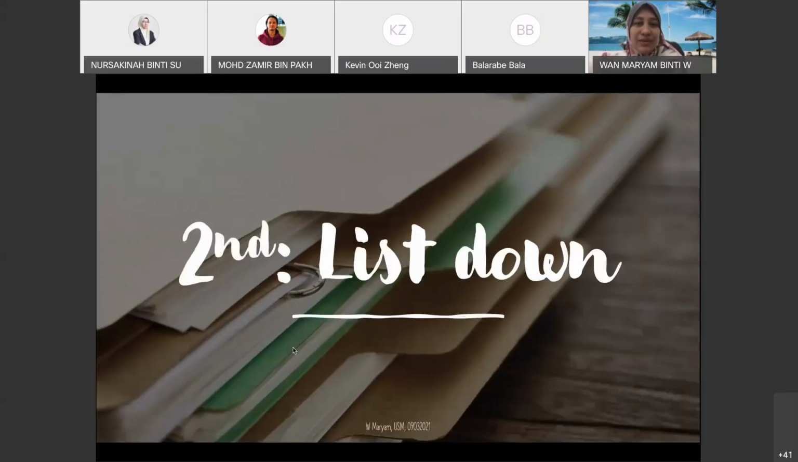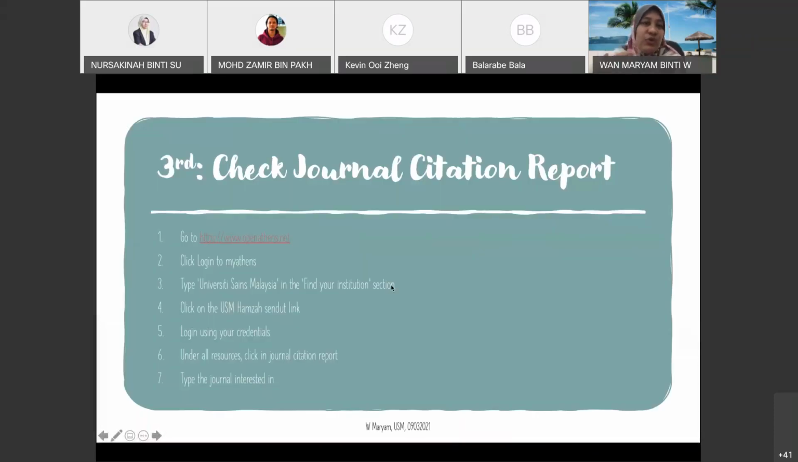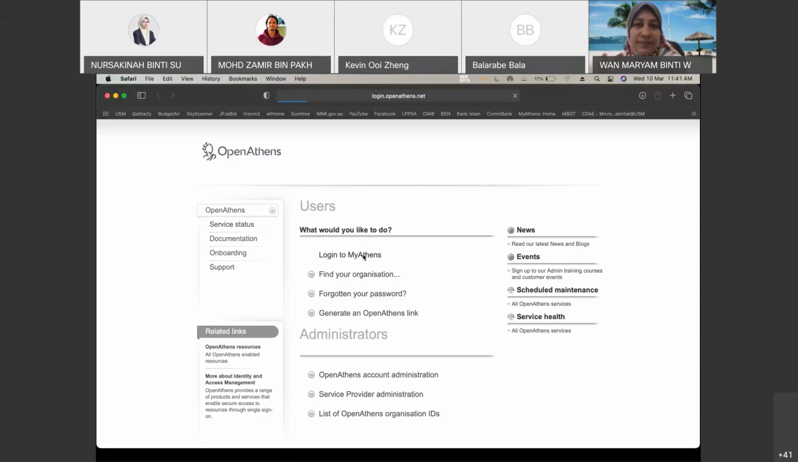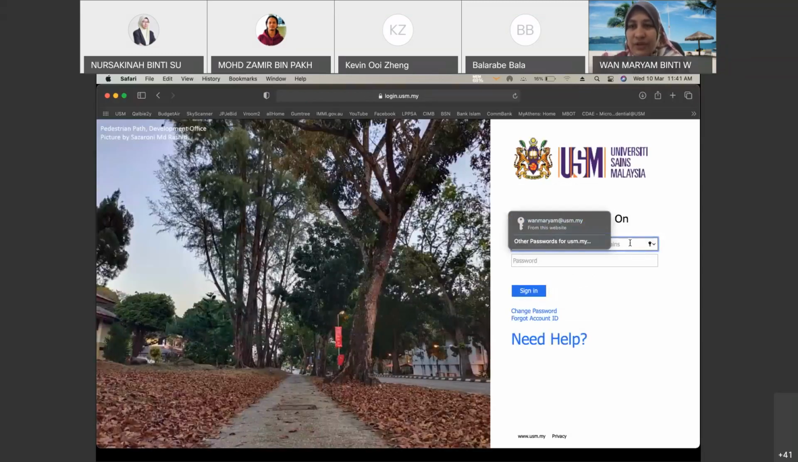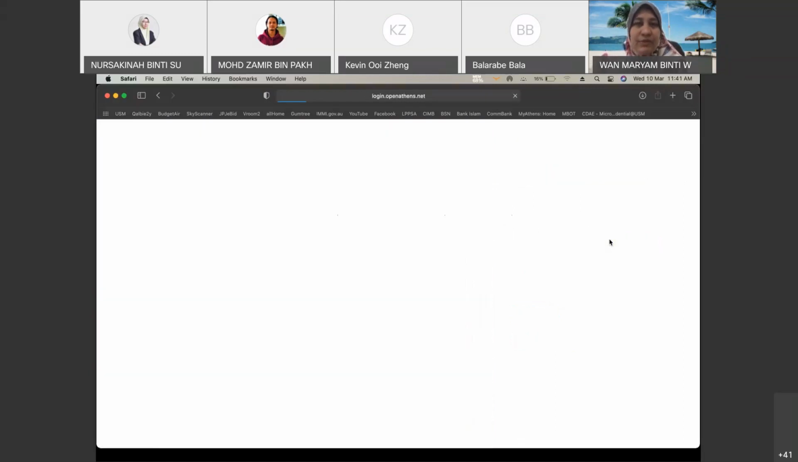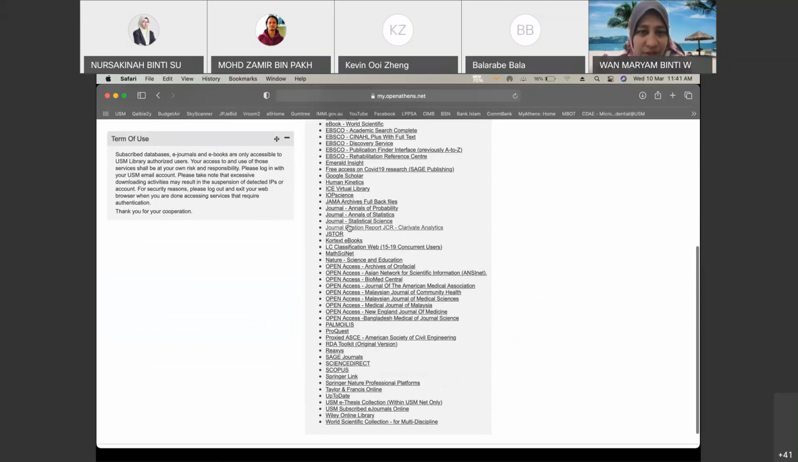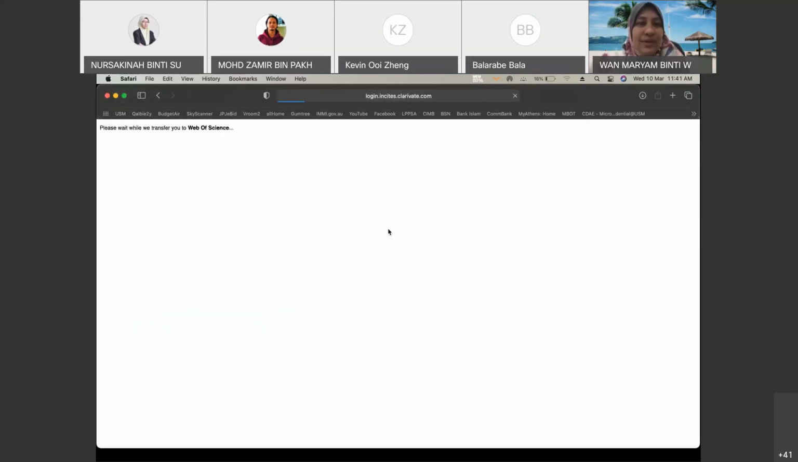Secondly, you list down the number of journals from there, and then you choose which is good for you. In order to choose a good journal, you need to go and check the JCR, the Journal Citation Report. Because you are mostly working from home, you may not have a direct connection to the USM internet. So you can go to openathens.net, log into OpenAthens, and put in your username and password for your USM email, Campus Online. Now, under all resources, you go down and you see Journal Citation Report. Click that.